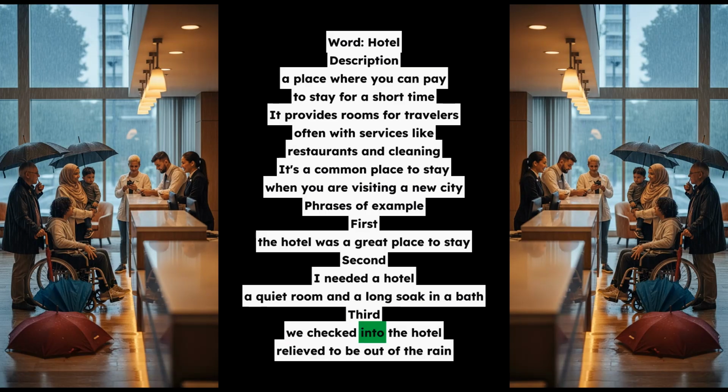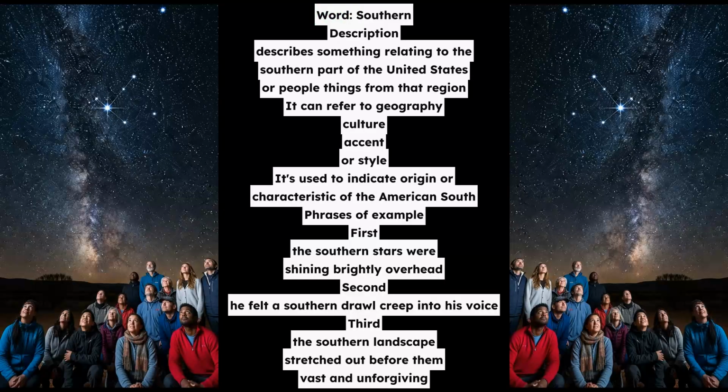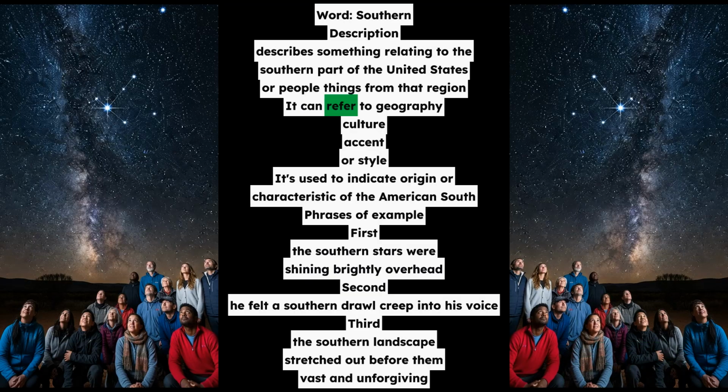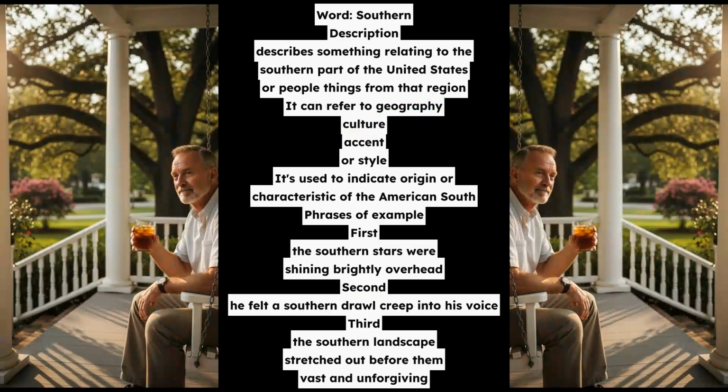Word: southern. Description: describes something relating to the southern part of the United States, or people and things from that region. It can refer to geography, culture, accent, or style. It's used to indicate origin or characteristic of the American South.